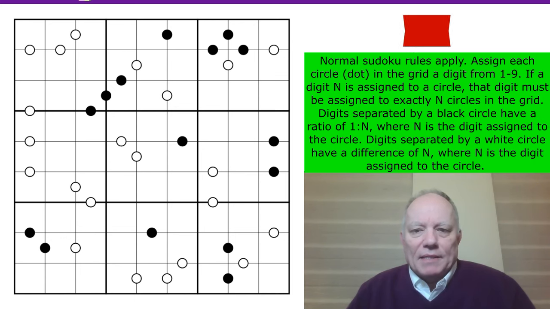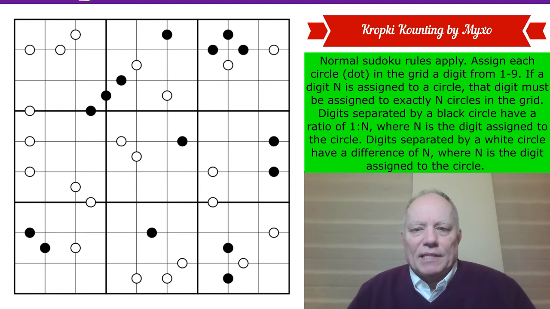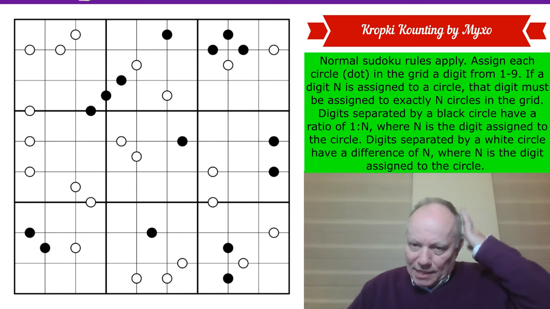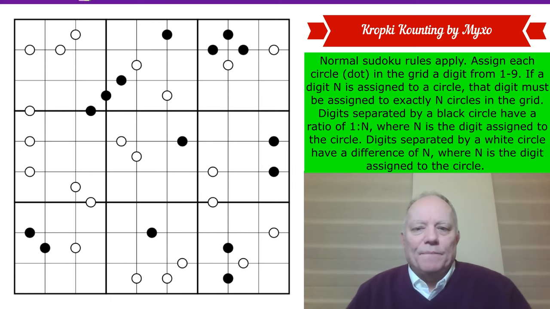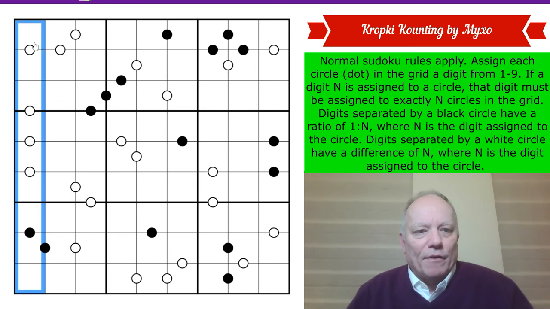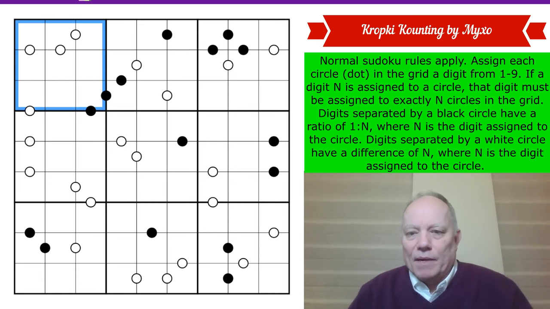But this is by Mixo, a fantastic recent addition to the setting community. I'm going to go through the rules. Normal Sudoku rules apply, so at least we'll be putting 1 to 9 in every row, every column, and every 3x3 box. That is assuming I can solve the puzzle.